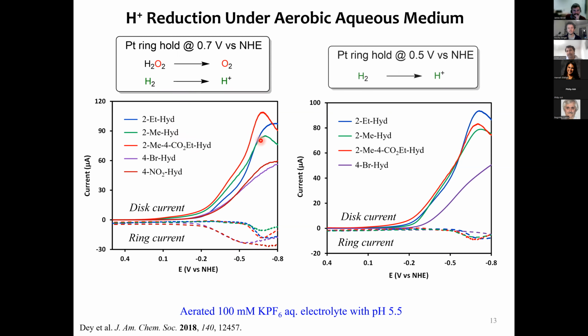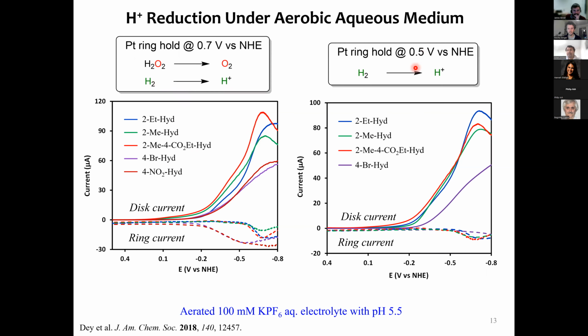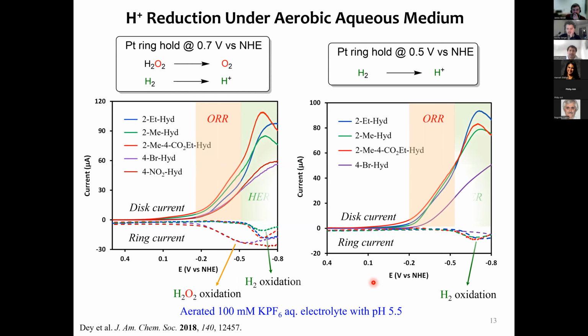But we do see a small platinum ring current over here in case of these 3 complexes. But when we fixed the platinum ring potential at 0.5 volt, where it could only oxidize hydrogen to proton, we do not observe any platinum ring current for this complex, but we observe a small platinum ring current over here in case of these 3 complexes. So from these results, we can say that the large platinum ring current over here is due to the H2O2 oxidation, which is forming due to partial reduction of oxygen by these 2 complexes. And the platinum ring current over here and there is due to the hydrogen oxidation, which is produced at the working electrode with these 3 complexes.